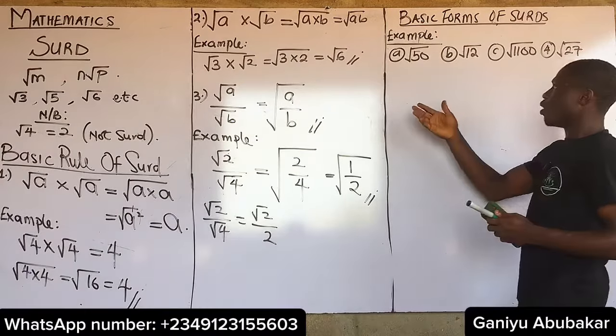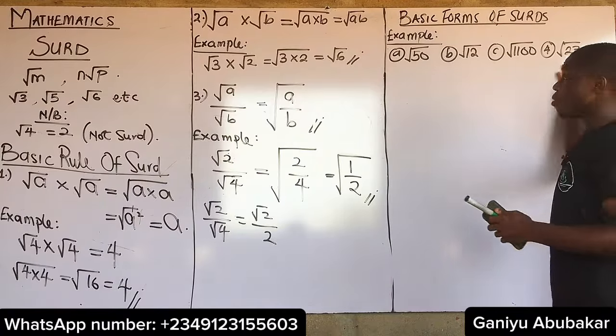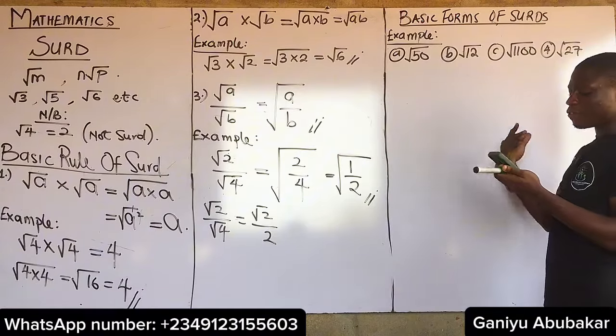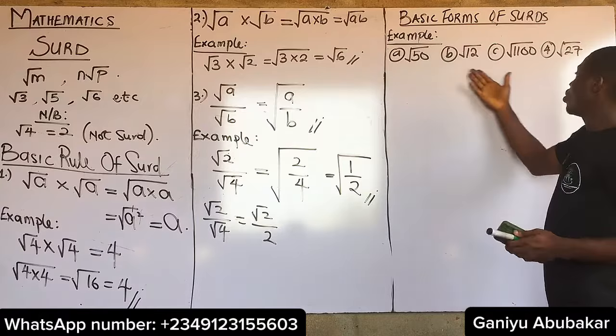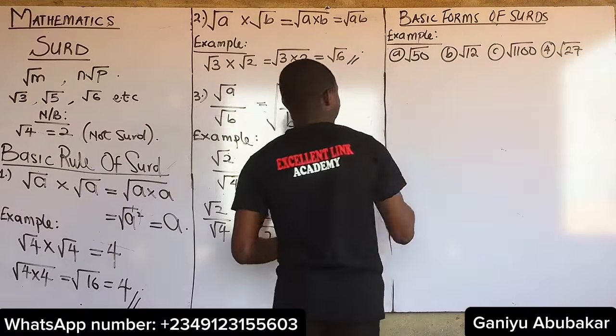So we are taught to express these surds in their basic form. The question says find the basic form of the following surds. So let's express each surd in its basic form. All right, solution here.